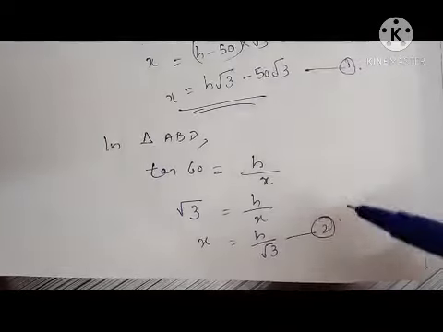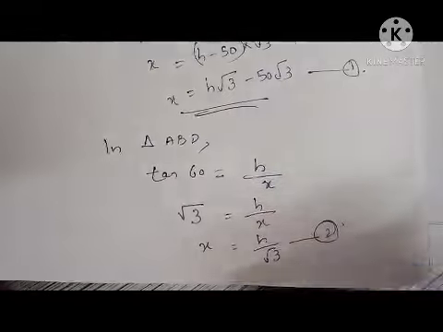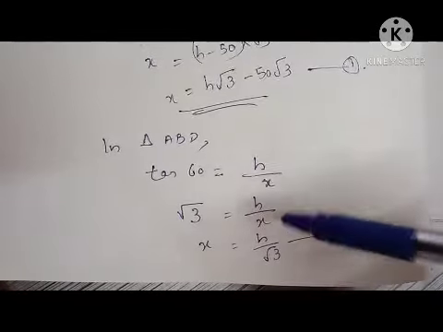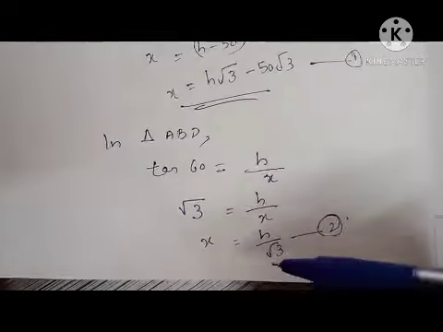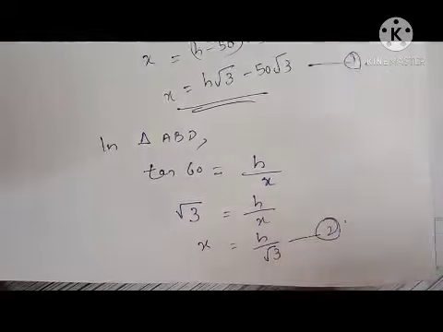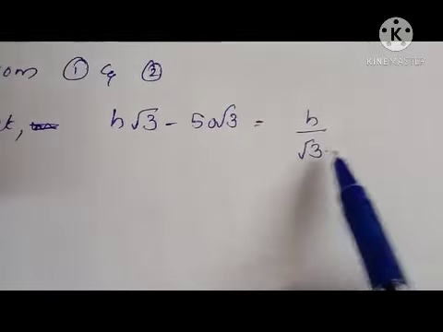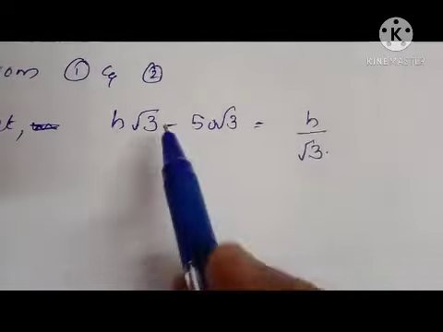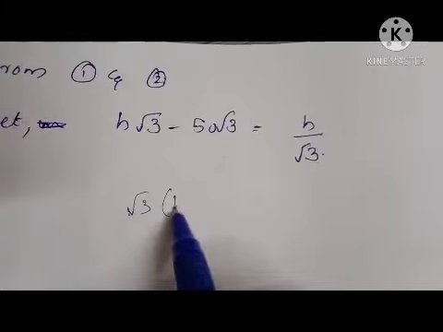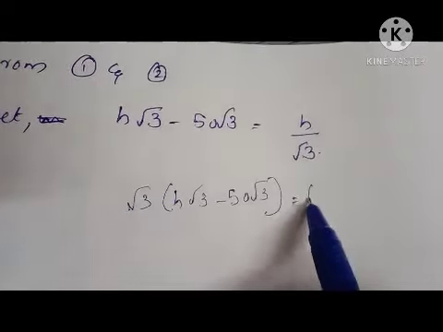Consider this equation 1 and equation 2. Their LHS are the same, so the RHS should be equal. That means we can equate the RHS. h root 3 minus 50 root 3 equals h by root 3. Then we can transpose this root 3 to here. Then root 3 into (h root 3 minus 50 root 3) equals h.